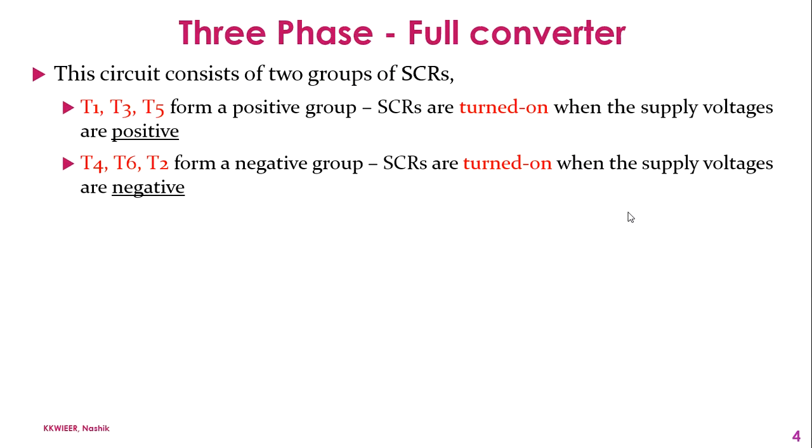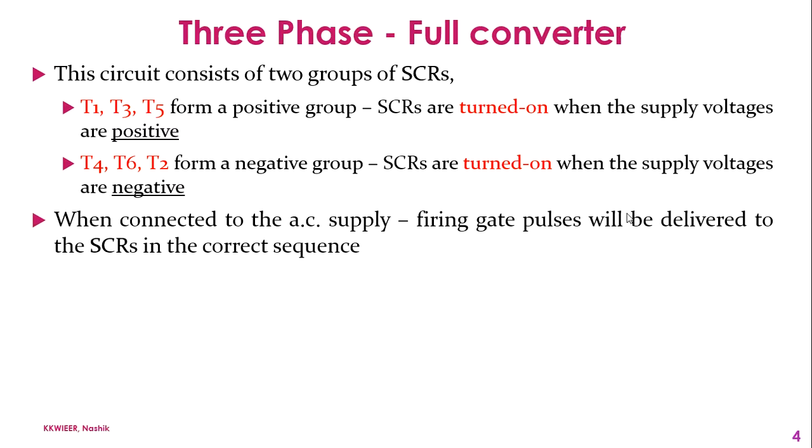So this circuit consists of 2 groups of SCR. If you remember the circuit, there were 6 thyristors T1 to T6, as I said, and they are grouped in 2 forms. First is a positive group, T1, T3 and T5. These SCRs are turned on when the supply voltage is positive, and during the negative half cycle of the supply voltage, T4, T6 and T2 are turned on.